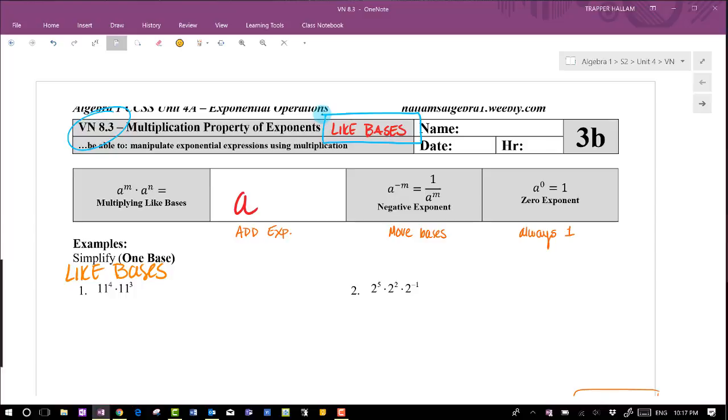We're going to go ahead and start off and take a look at what that property is, and then we're going to go ahead and remember the properties that we learned in the previous video, and then we're going to do a couple quick examples.